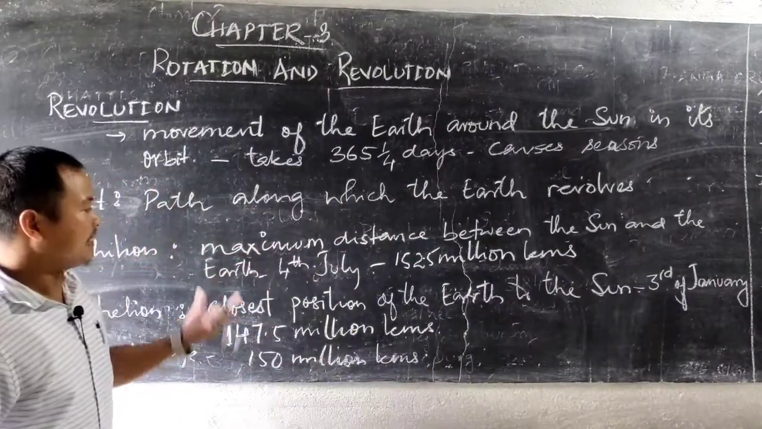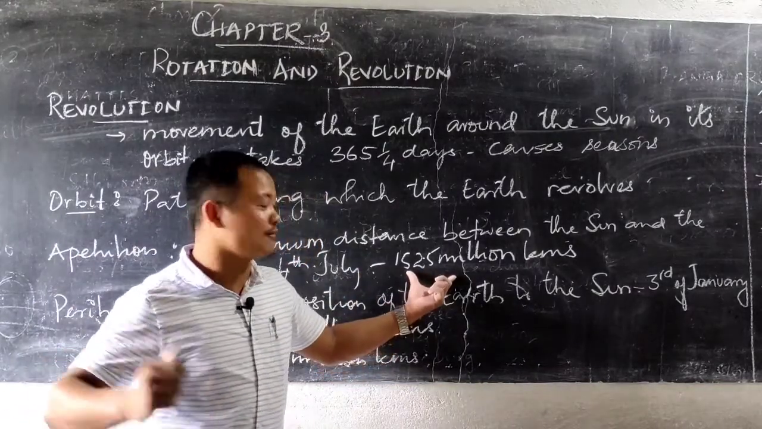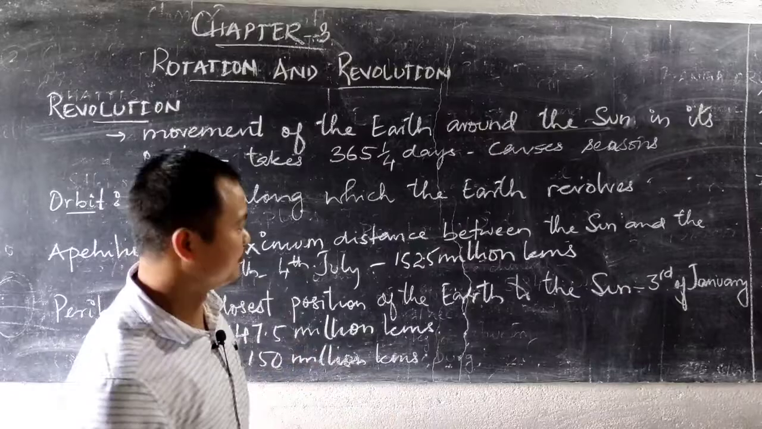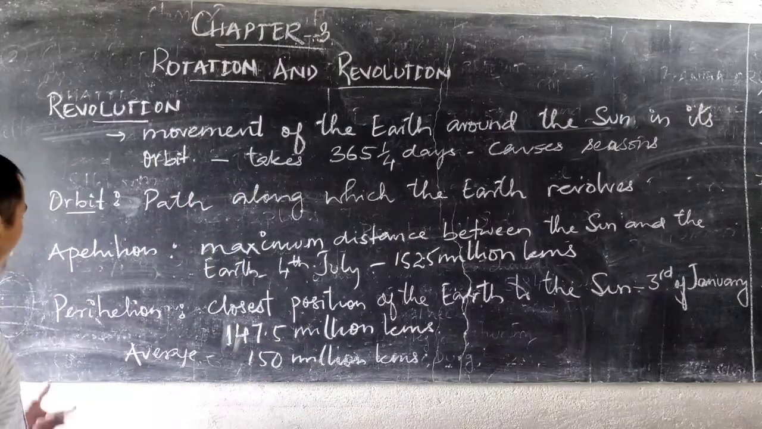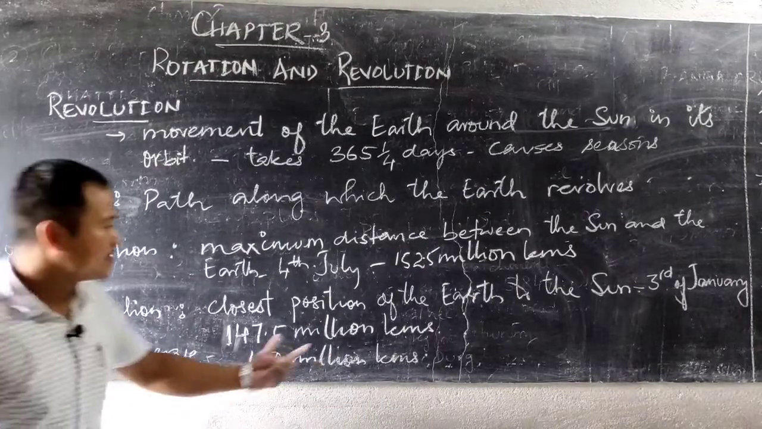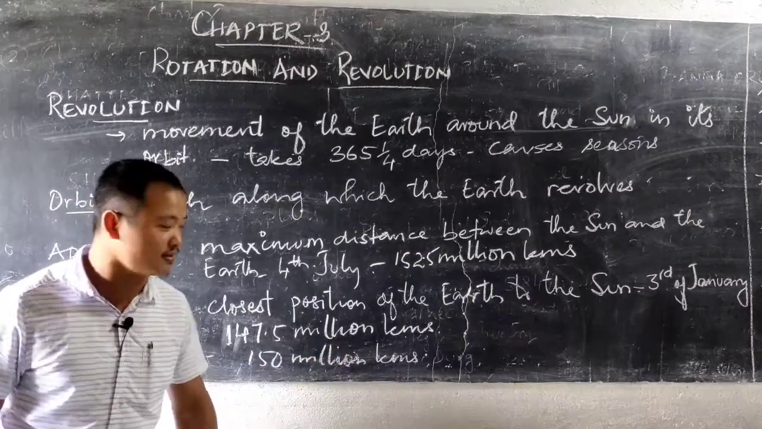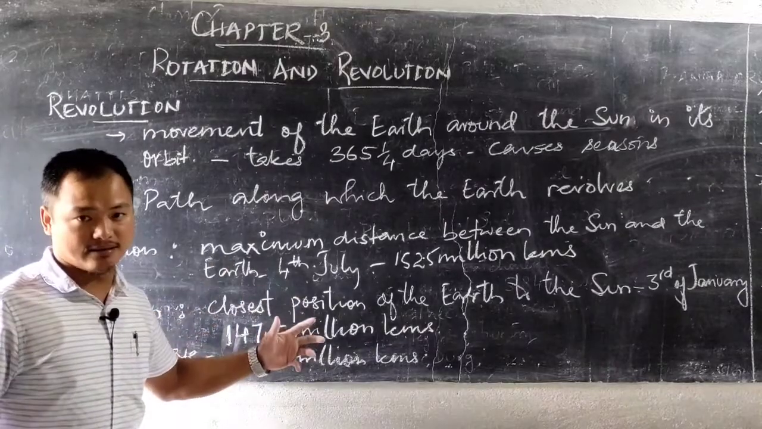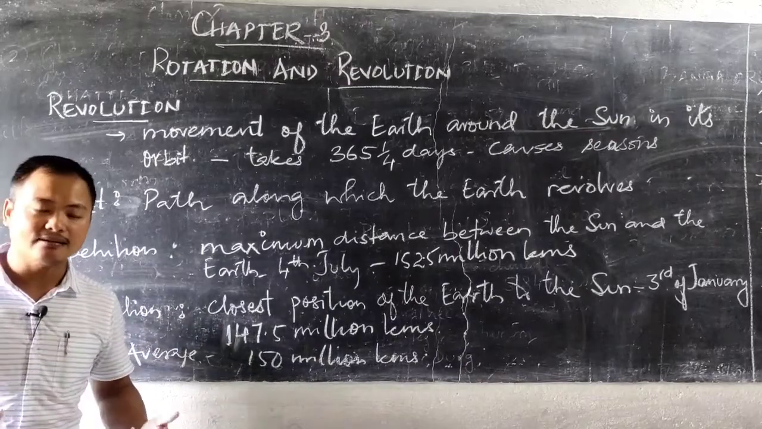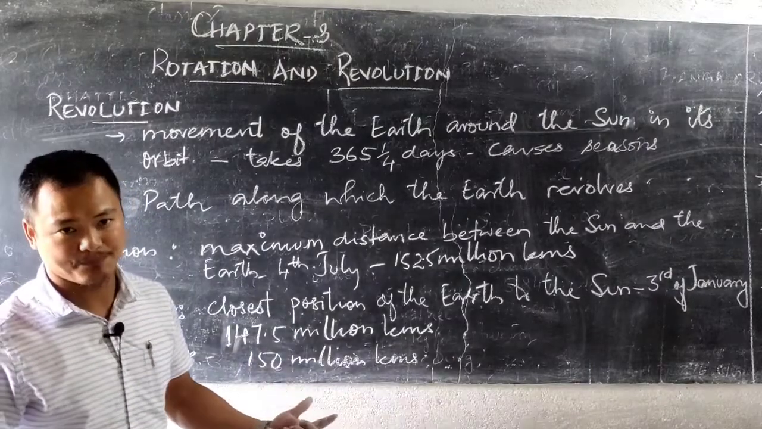And this aphelion is experienced on 4th of July. The maximum distance the earth moves away from the sun is 152.5 million kilometers. This is its farthest distance. While the earth comes very close to the sun on 3rd of January, with a distance of 147.5 million kilometers, and this is known as perihelion. The average distance between the sun and the earth is 150 million kilometers.